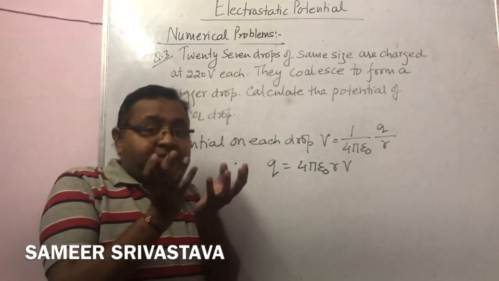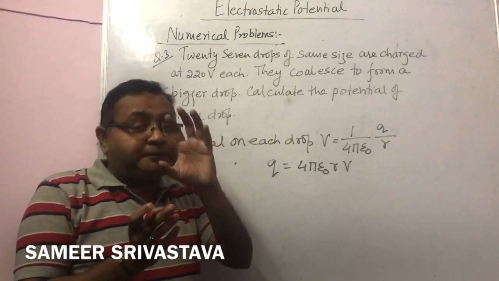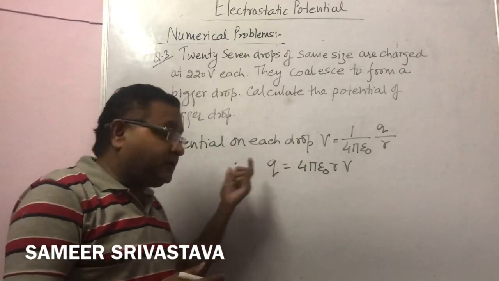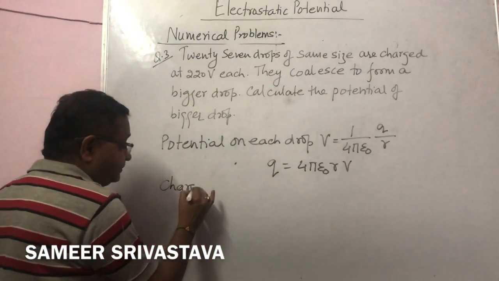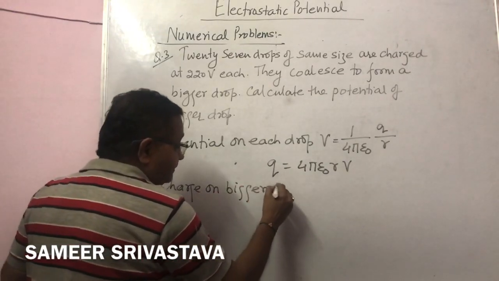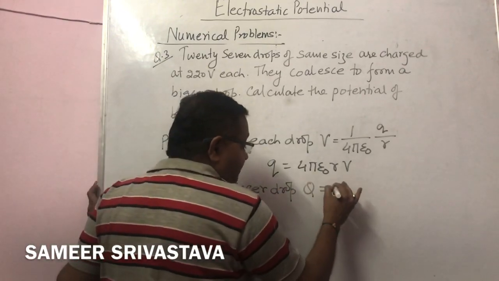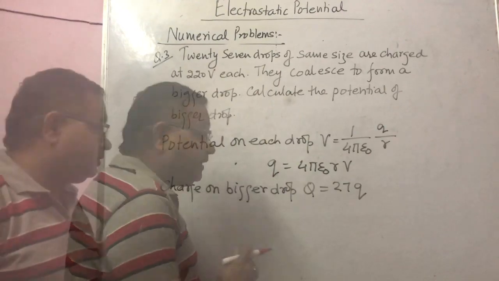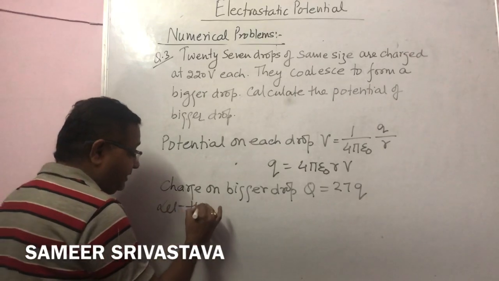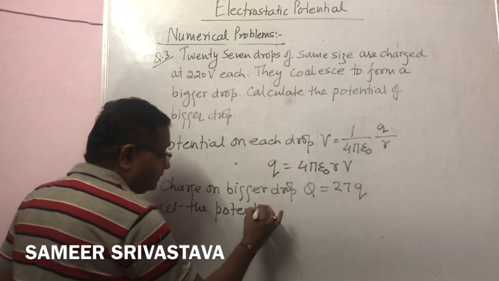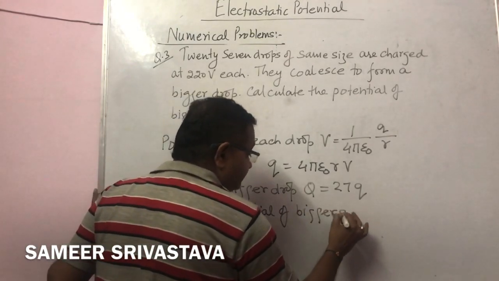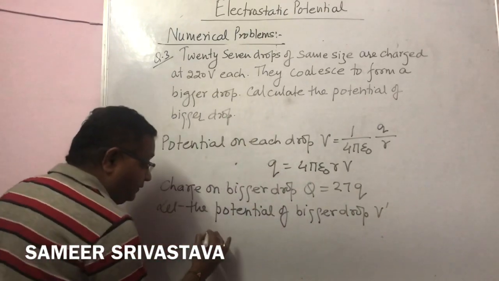Now if the 27 small drops make a big drop, the charge on the big drop is 27 times the charge on each small drop. Now the charge on the bigger drop, if I am saying capital Q, is 27 times small q. Okay. Now if we find the potential of the bigger drop, let the potential of the bigger drop be V dash.